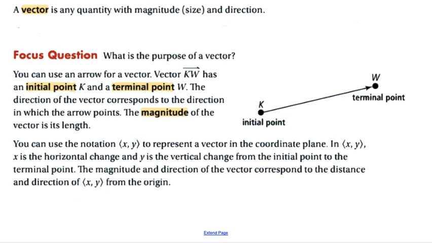So how do we use vectors, and what are they exactly? It's basically a ray. Geometrically it's what we would call a ray, and the vector has an initial point K and a terminal point W. Your ray or your vector always goes from an initial point to a terminal point, and the direction corresponds to the direction in which the arrow is pointing. The magnitude is just the length of the arrow.